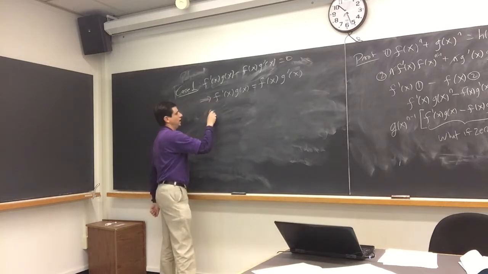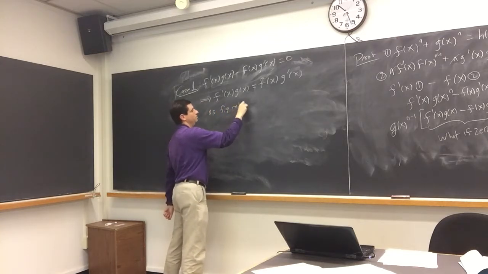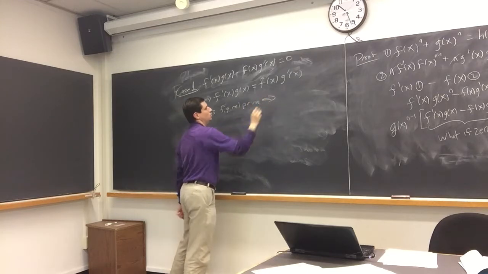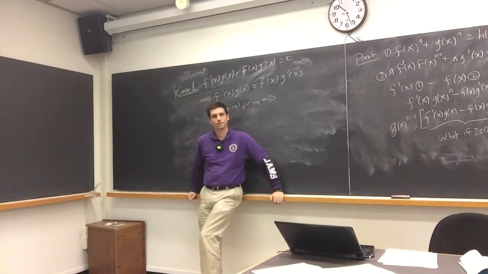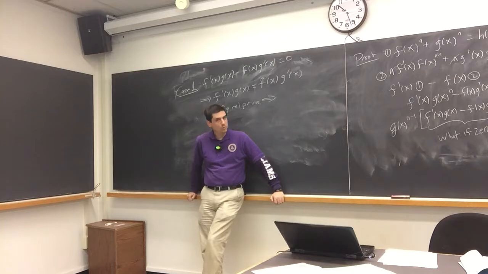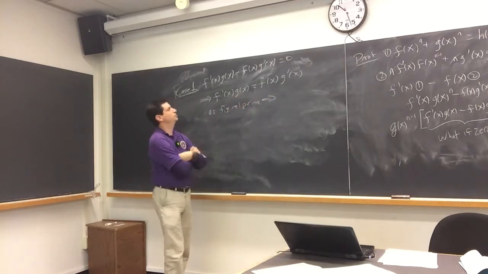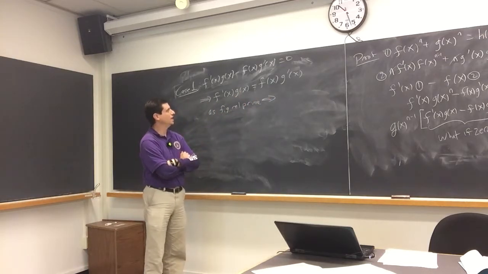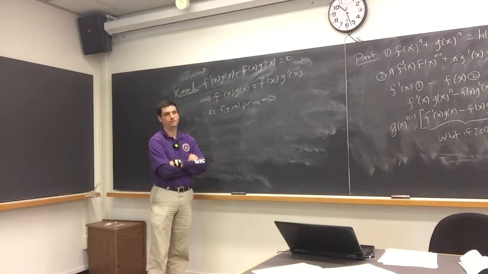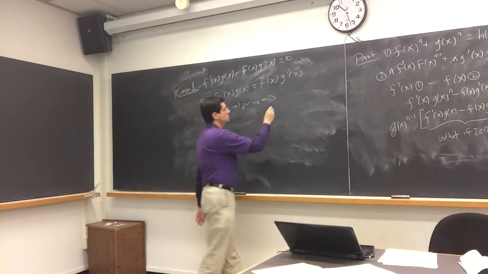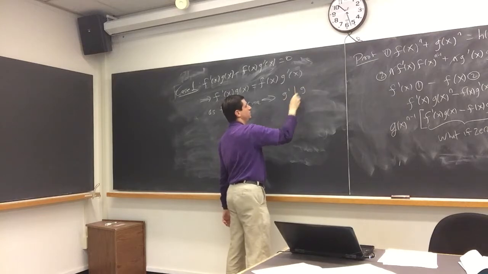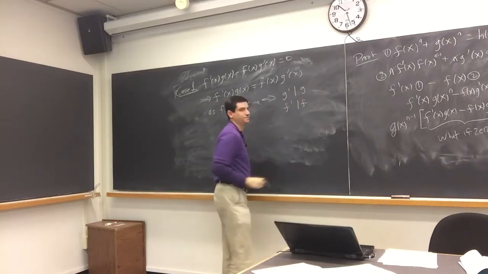So as f and g are relatively prime, what can we deduce? g and g prime of x are not. So one must divide the other. One must divide the other. And same for f. So maybe g prime divides g, and maybe f prime divides f. So g prime divides g, f prime divides f.